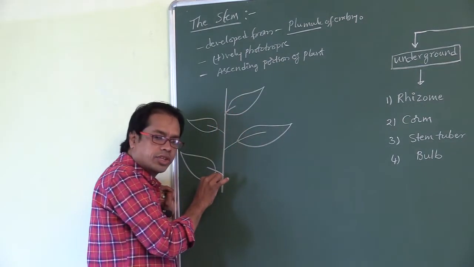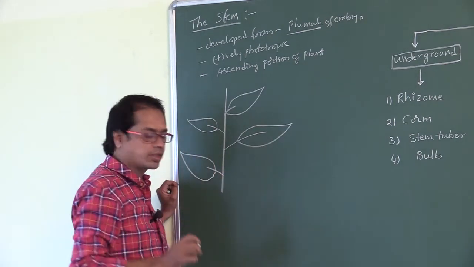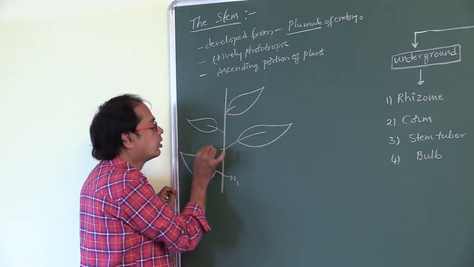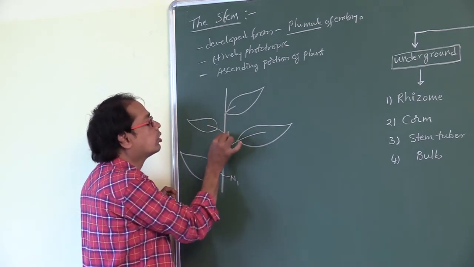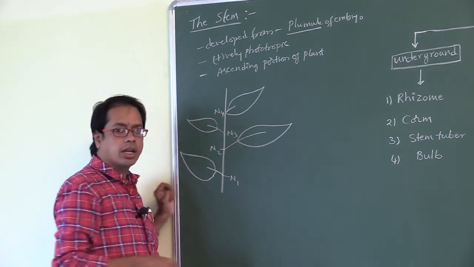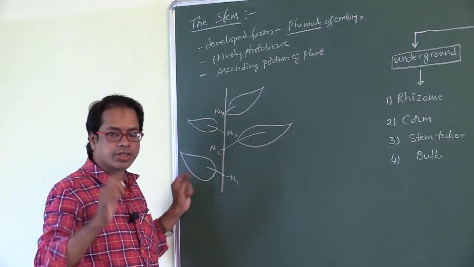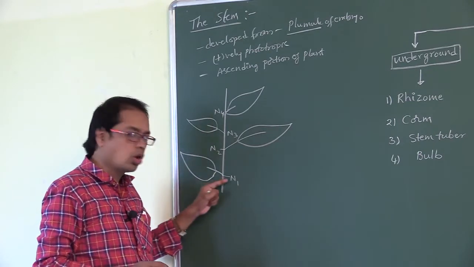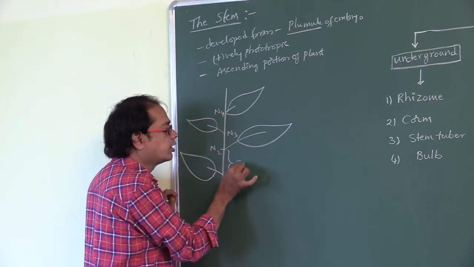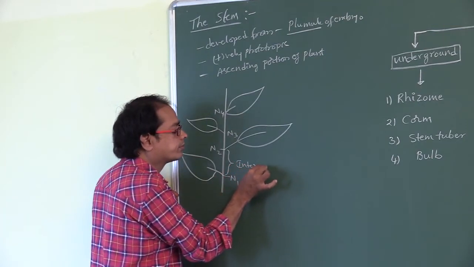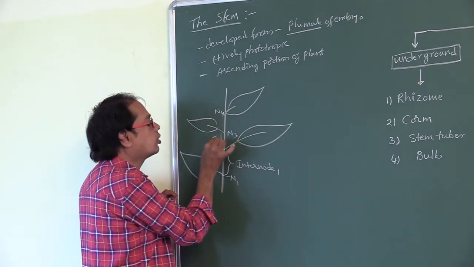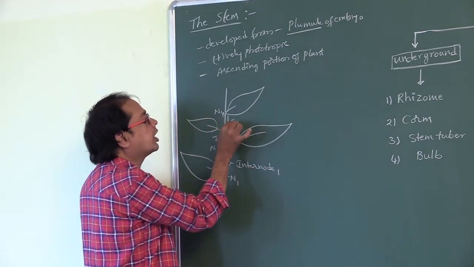The part of the stem where the leaf arises is called a node. Node 1, node 2, node 3, like that. The distance between two successive nodes is called an internode. Internode 1, internode 2, internode 3.